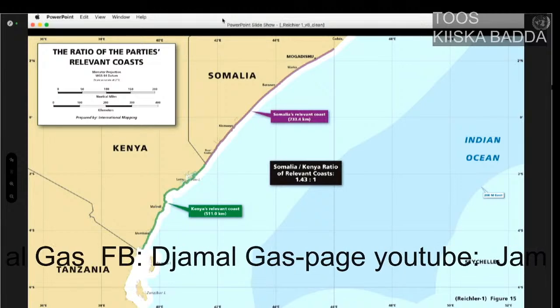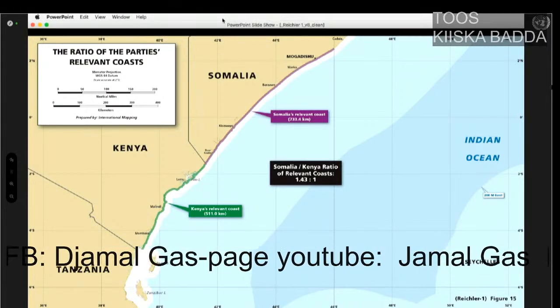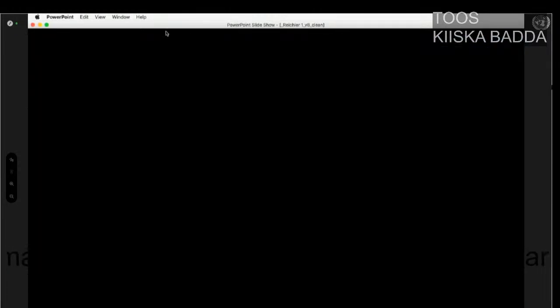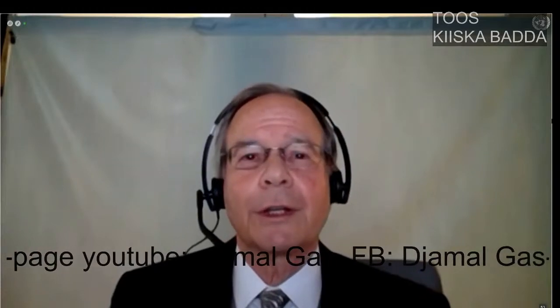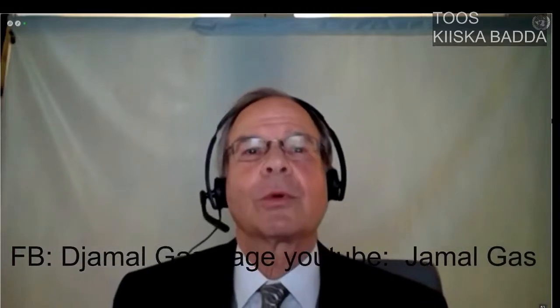The ratio of the parties' relevant coasts is therefore 1.43 to 1 in favor of Somalia. The concept of the relevant area was defined succinctly and clearly by the court in its 2012 judgment in Nicaragua v. Colombia. Quote, "The relevant area comprises that part of the maritime space in which the potential entitlements of the parties overlap." End of quote.